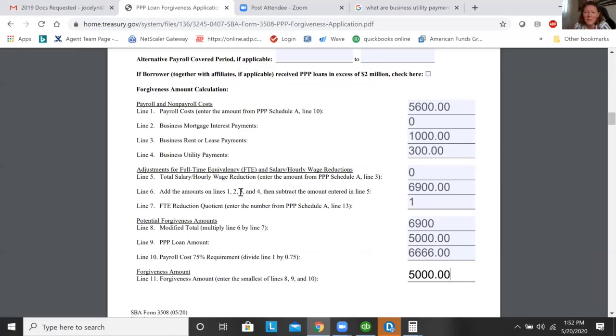There's a lot of other information about FTE and salary and hourly wage reductions. But as far as I can see, the owner compensation will probably be based off of your 2018 tax return, which is how you got the PPP. If you're paying it to yourself, at least 75%, and then 25% of other expenses, you'll get forgiven based off these calculations.